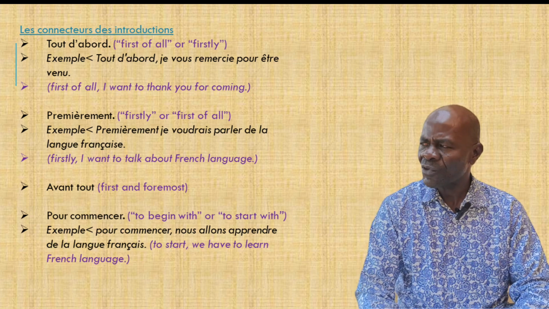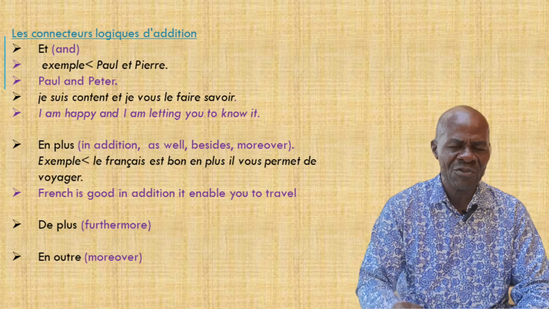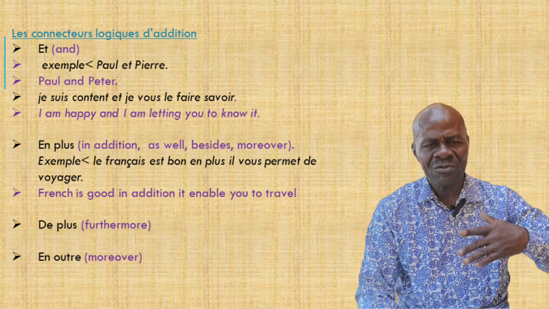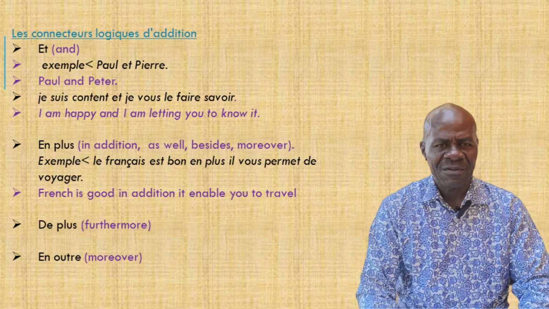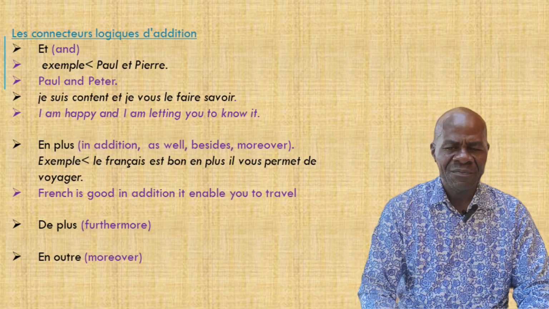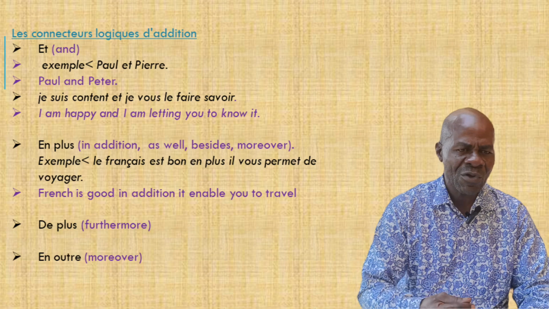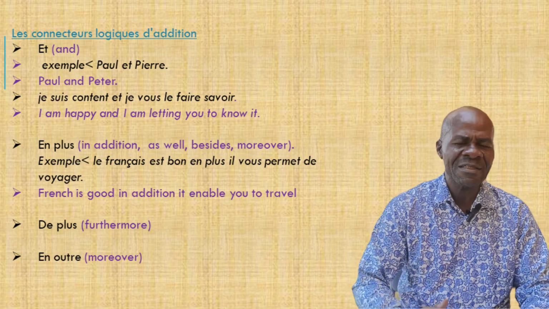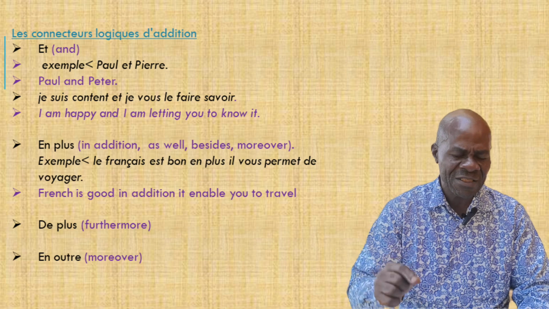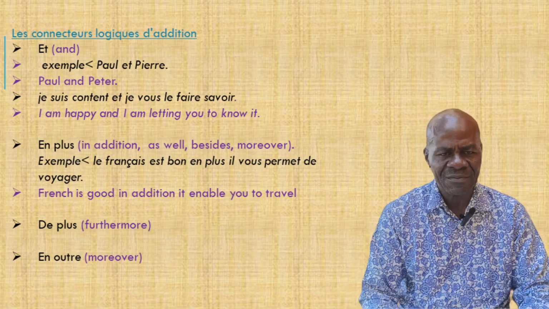You also have what we call connecteur logique d'addition. Expression d'addition. Addition. What does that mean? When you are enumerating things, we want to list things. You have many things to list. Instead of listing them one after the other, you have some words to introduce the thing you are listing one after the other. So you have what they call expression d'addition. The first one is et. Et simply means and.